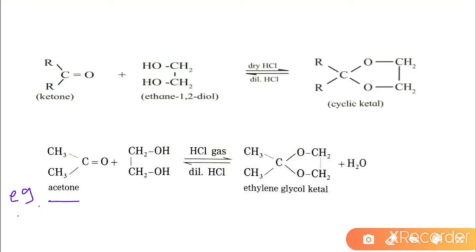Example: acetone reacted with ethylene glycol in presence of hydrogen chloride gas or dry hydrogen chloride. It gives ketal, called ethylene glycol ketal, and byproduct water.